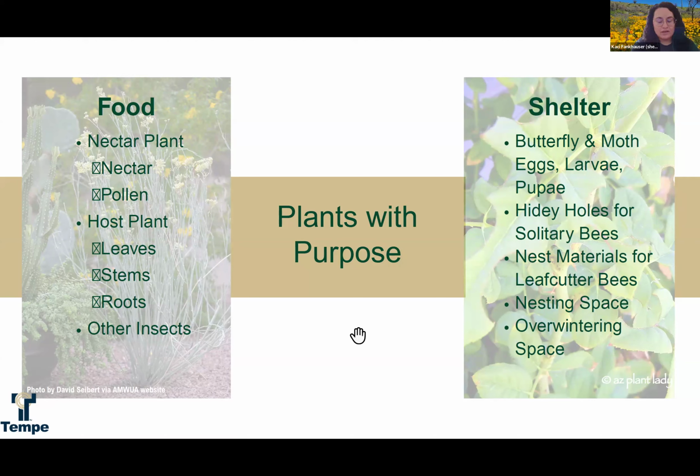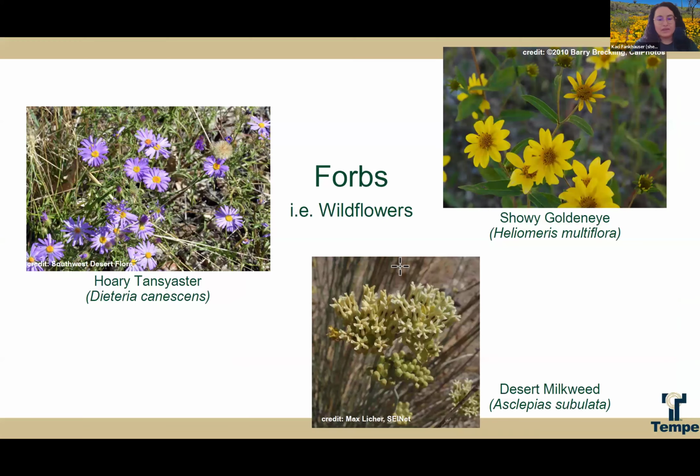And then also overwintering. A lot of insects will slow down over the winter. And so having plant space, also leaf litter space, that they can have as shelter is really important.